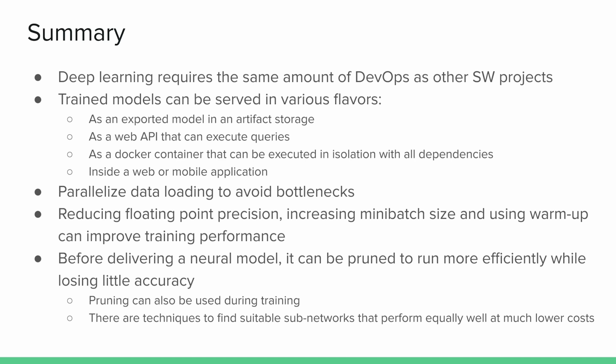And before delivering a model, you should always at least think about whether you really need the large model in its entirety or whether you can actually prune some of the weights that are in there. And if you can prune it while not sacrificing a lot of accuracy, it is highly advisable to do so, therefore reducing the computational costs on your clients. So there are techniques to find suitable networks that still perform equally to the full model, while now running at a much lower cost.